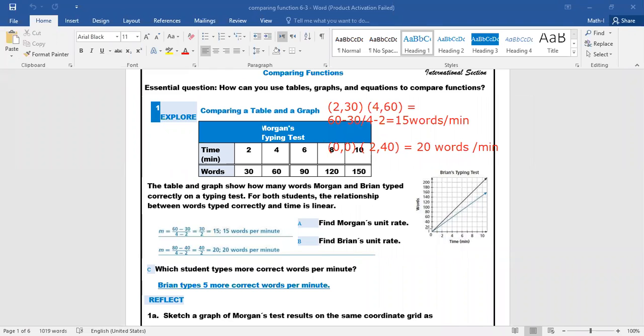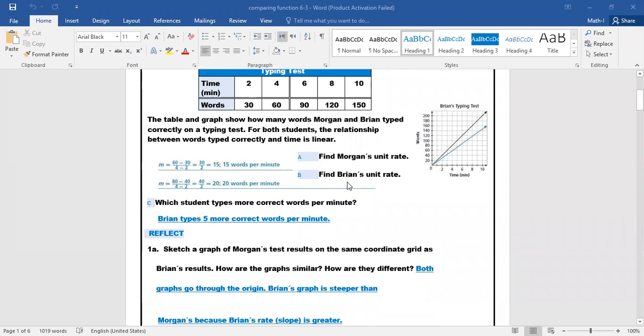How? We will start on any point here, like this one. So it's 40, and then intersect with the line, and then I will go down, which means he can type 40 words in 2 minutes. Then this means 20 words per minute. So this was the first part, how we calculated the unit rate for each one. Morgan's unit rate was 15 words per minute, and Brian's is 20 words per minute.